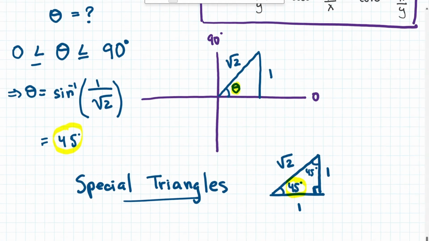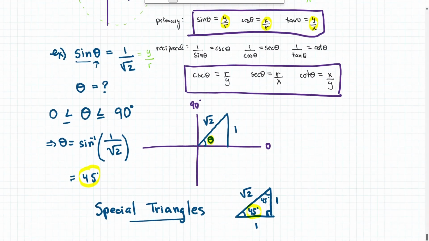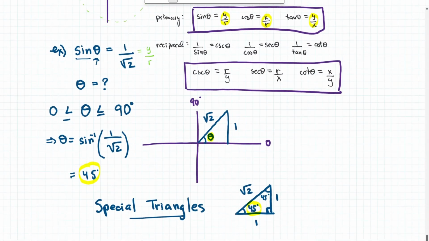What I really want you to take out of this video is understanding these trig ratios, because they're really crucial for you to solve for all your angles when you create them around your unit circle.